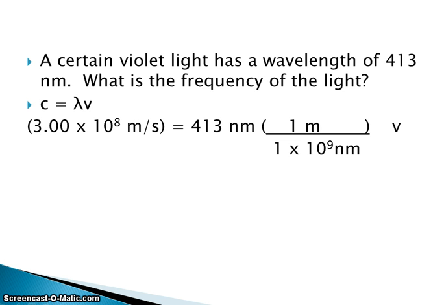We'll plug in 413 nanometers for our wavelength, but we're going to have to do a conversion to get that to meters. So we're going to be dividing by 1 times 10 to the 9th nanometers. And frequency is what we're trying to solve for. So when we divide by our wavelength, we get our frequency, and we get 7.26 times 10 to the 14th reciprocal seconds, or hertz.